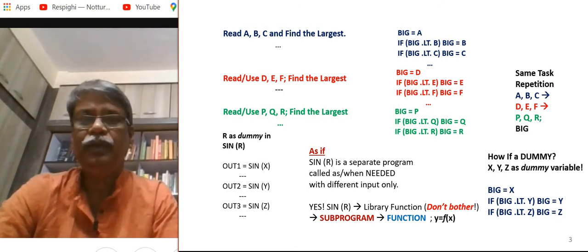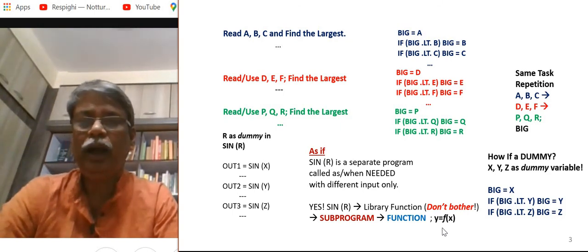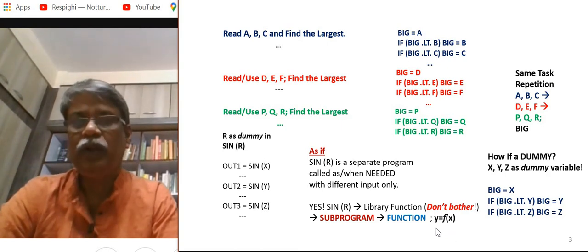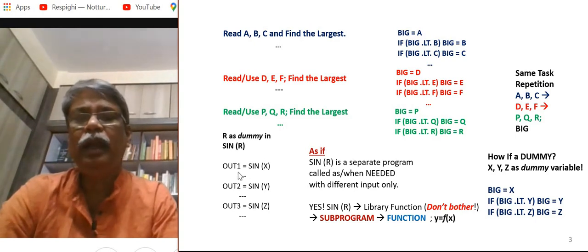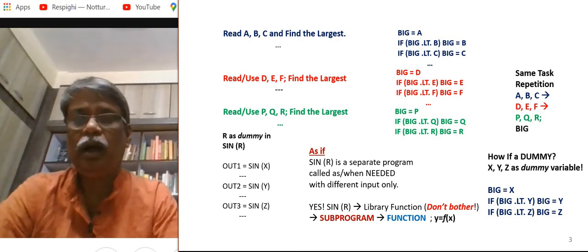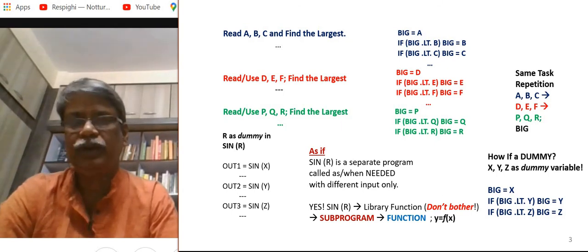function. As if y is a function of x, we call it y equals f(x). So it evaluates the value of y, a single value y, at a given value of x, depending on the functional form of f, right? So similarly here, sine is the functional form, x is the value at which you want the value of sine x, and y, that means out 1, right? So a library function is nothing but a subprogram called a function. Quite reasonably it's called a function because it gives you back a single value like y equals f(x), right?